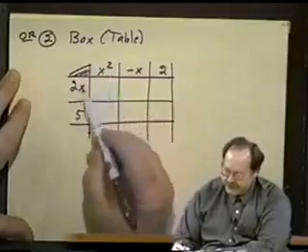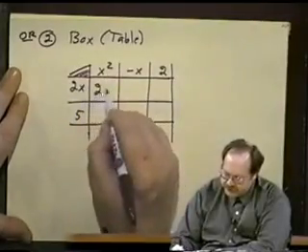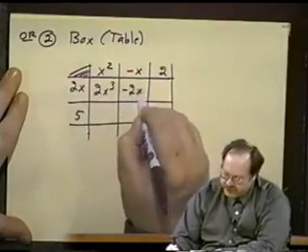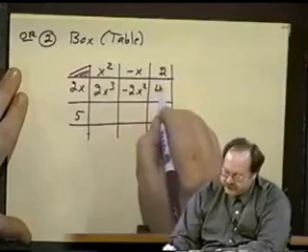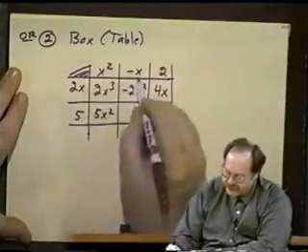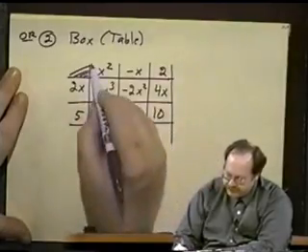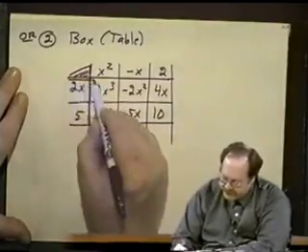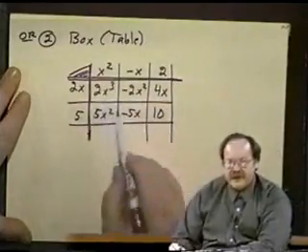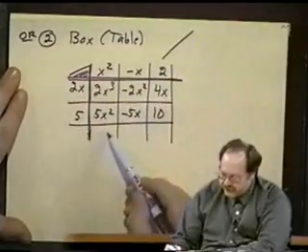Now, I just multiply. This row is 2x times x squared, gives me 2x cubed. 2x times a minus x is minus 2x squared. 2x times 2 is 4x. 5 times x squared is 5x squared. 5 times minus x is minus 5x. 5 times 2 is 10. Let me double these lines here to make that look a little better. Now see, I have all the terms I need. I will add everything that's in here. And notice I can add sort of on a diagonal.